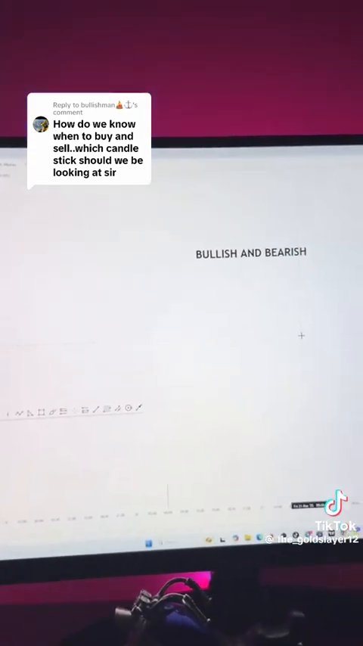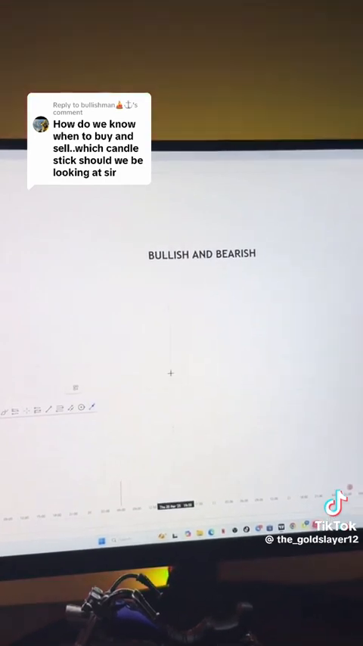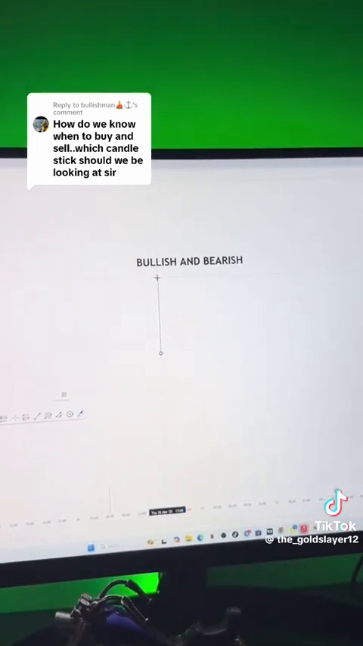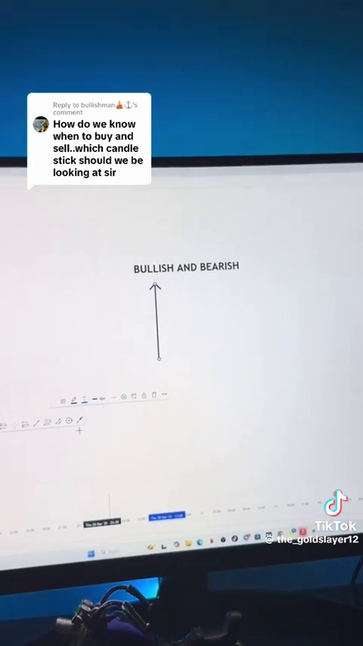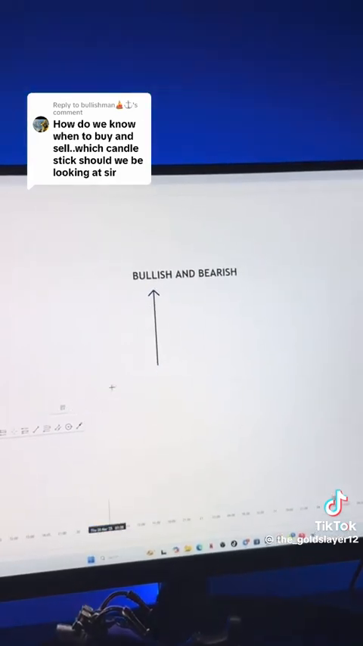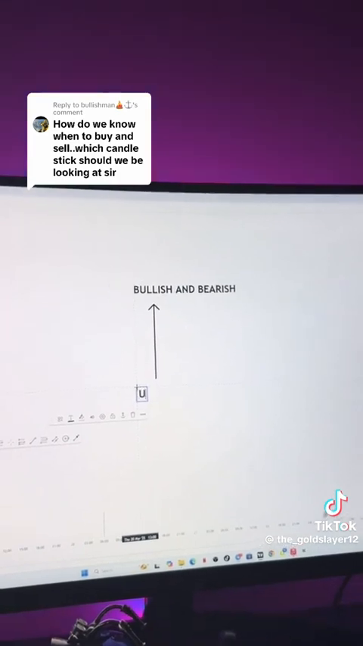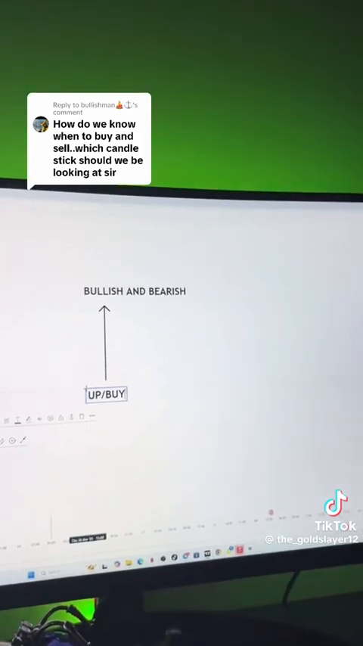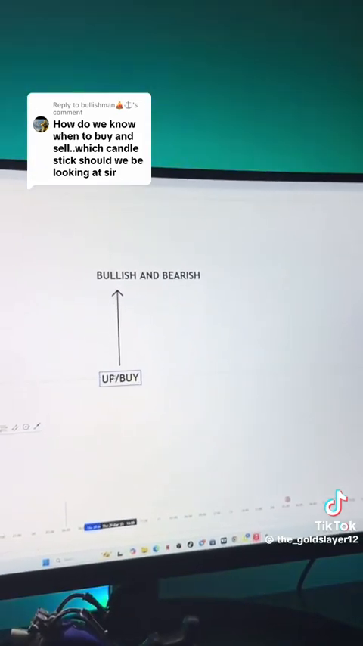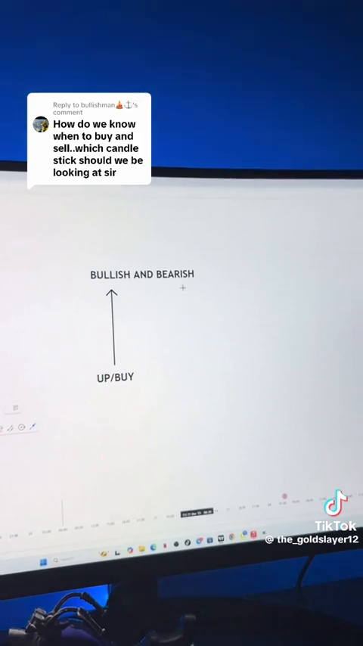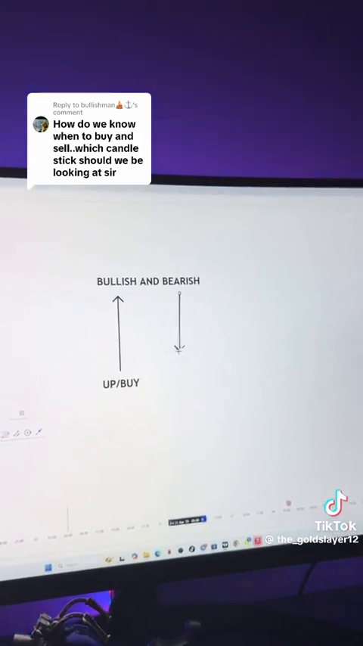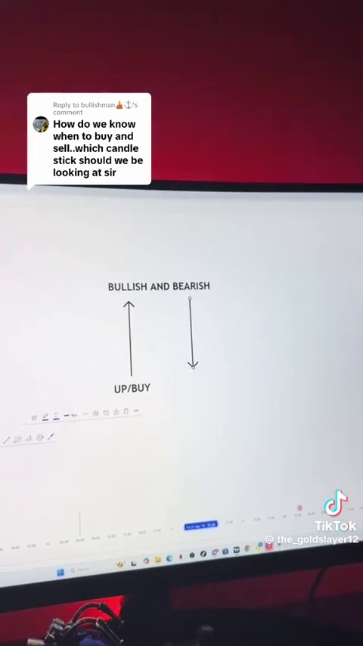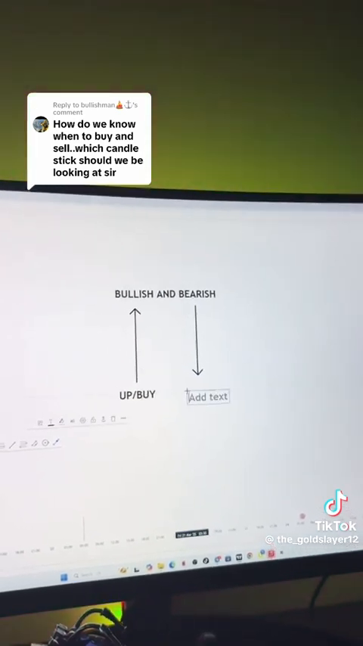Bullish candlesticks represent the market price going to the upside, or buying. So let me deepen this a bit. Bullish candlesticks represent market price going up, or buy. Let me write it like this. Yes, this is for the bullish candlestick. And then the bearish candlesticks represent price going to the downside, or selling. Do you understand?